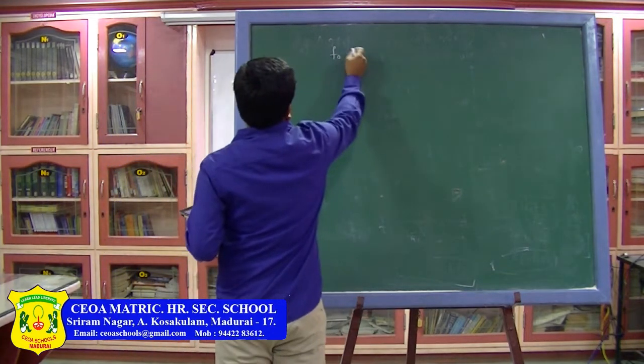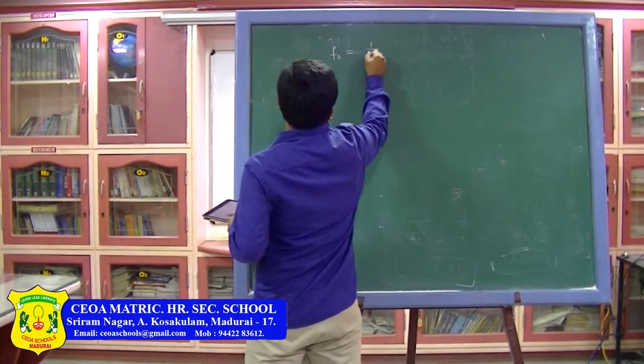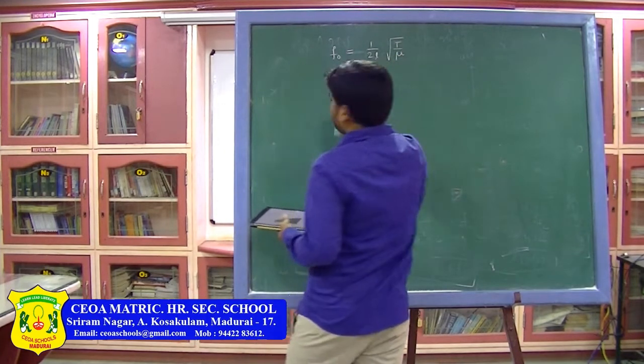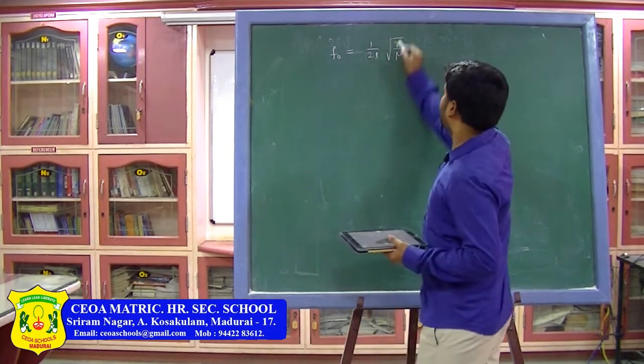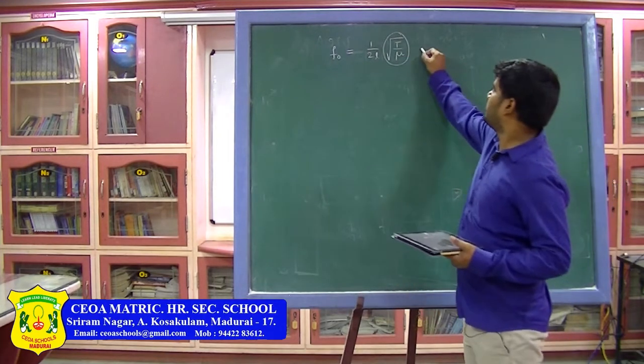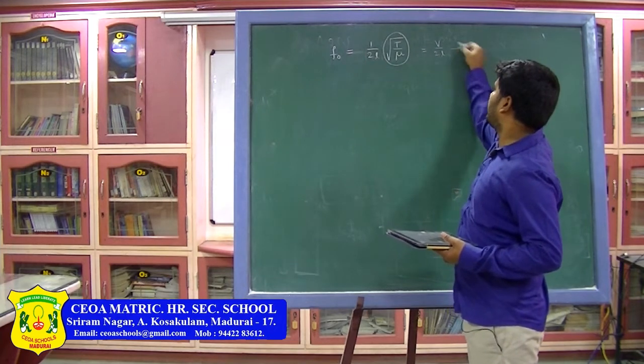We know the fundamental frequency of a sonometer wire, f naught, is equal to 1 by 2L into root of T by mu, where T is the tension in the string and mu is the linear density. This whole term is nothing but the speed of the transverse wave on the string. So simply, I can write it as V divided by 2L. Call this equation 1.